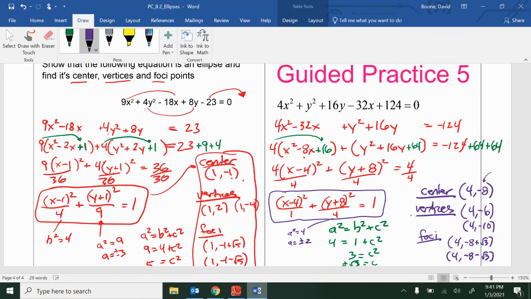And then for the foci, you have to find that c value, which we did down here. And that's being added and subtracted to the y value from the center. So it'll be negative 8 plus root 3 and negative 8 minus root 3. So there you go. There's your lesson on ellipses.